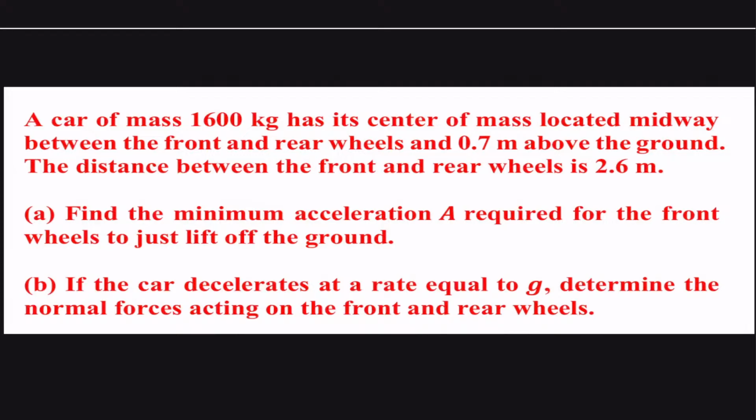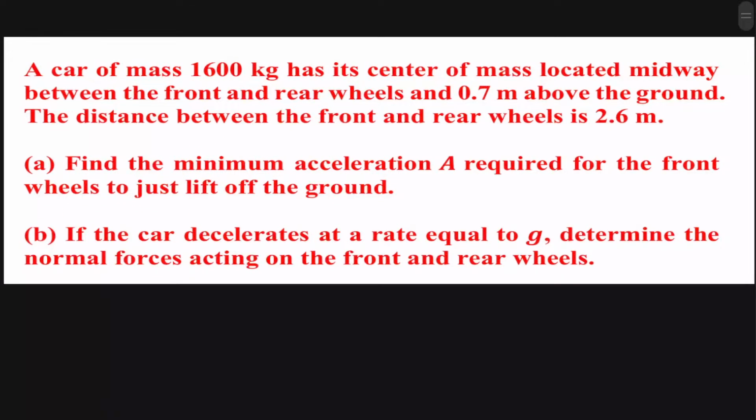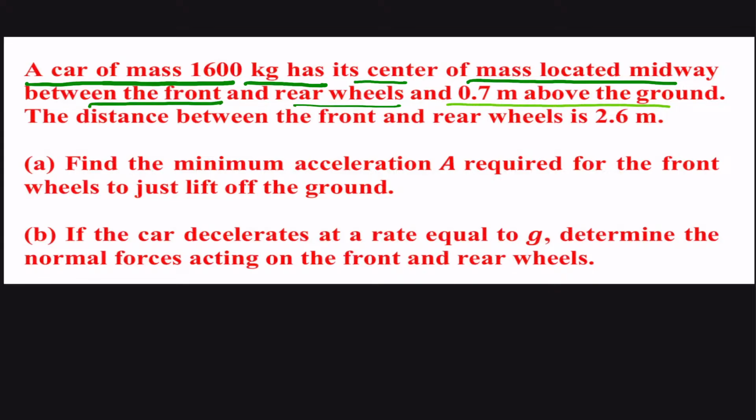Okay, so in the first question we are given that we have a car of mass 1600 kg. It has its center of mass located midway between the front and rear wheel and 0.7 meter above the ground. The distance between the front and the rear wheel is 2.6 meters.